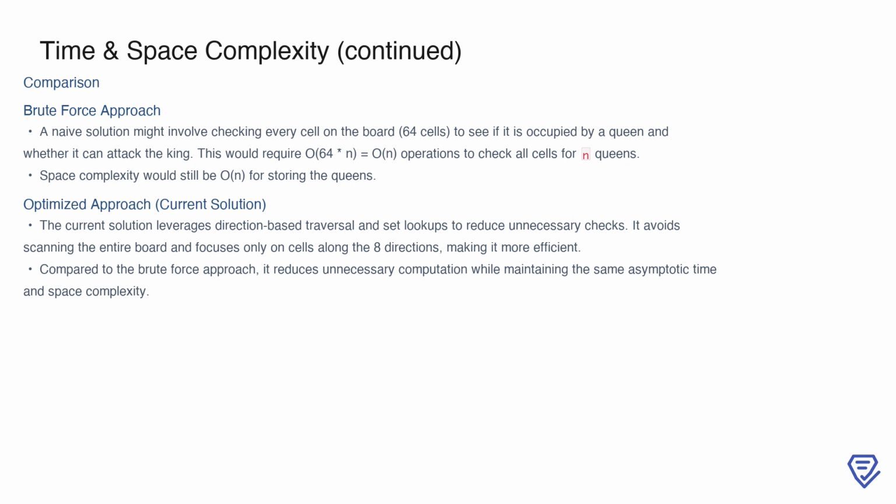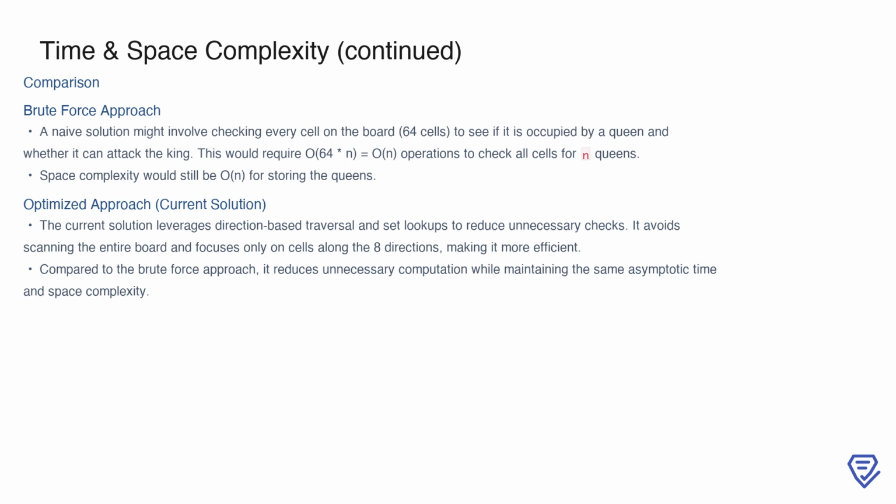To understand the efficiency of the solution further, let's compare it to a brute force approach. A naive solution might involve checking all 64 cells on the chessboard. For each cell, you would check if it is occupied by a queen and whether that queen can attack the king, resulting in O(64*n) equals O(n) operations. This is because you would iterate over all n queens for every cell. Both the naive and optimized approaches have the same asymptotic space complexity of O(n) for storing the queen positions.